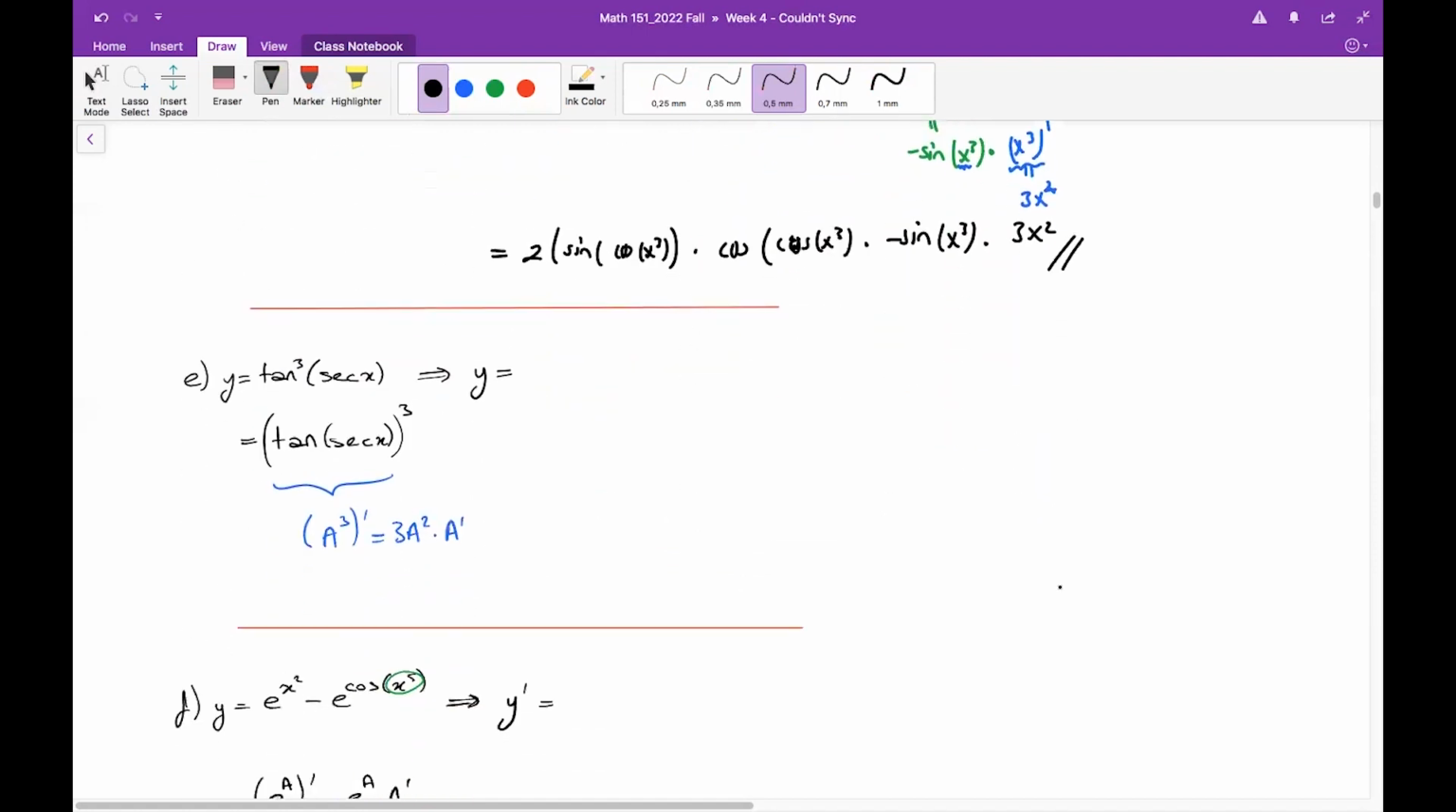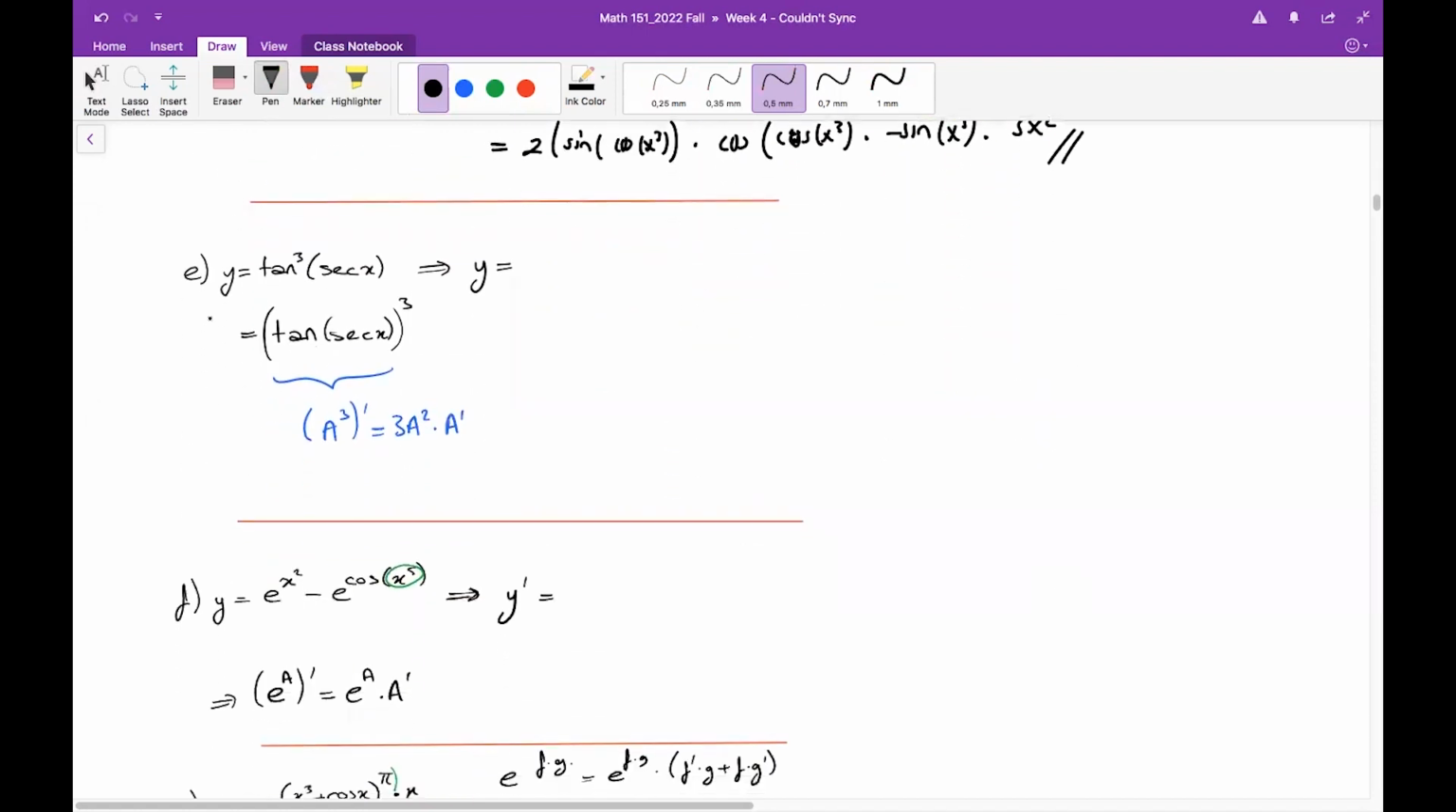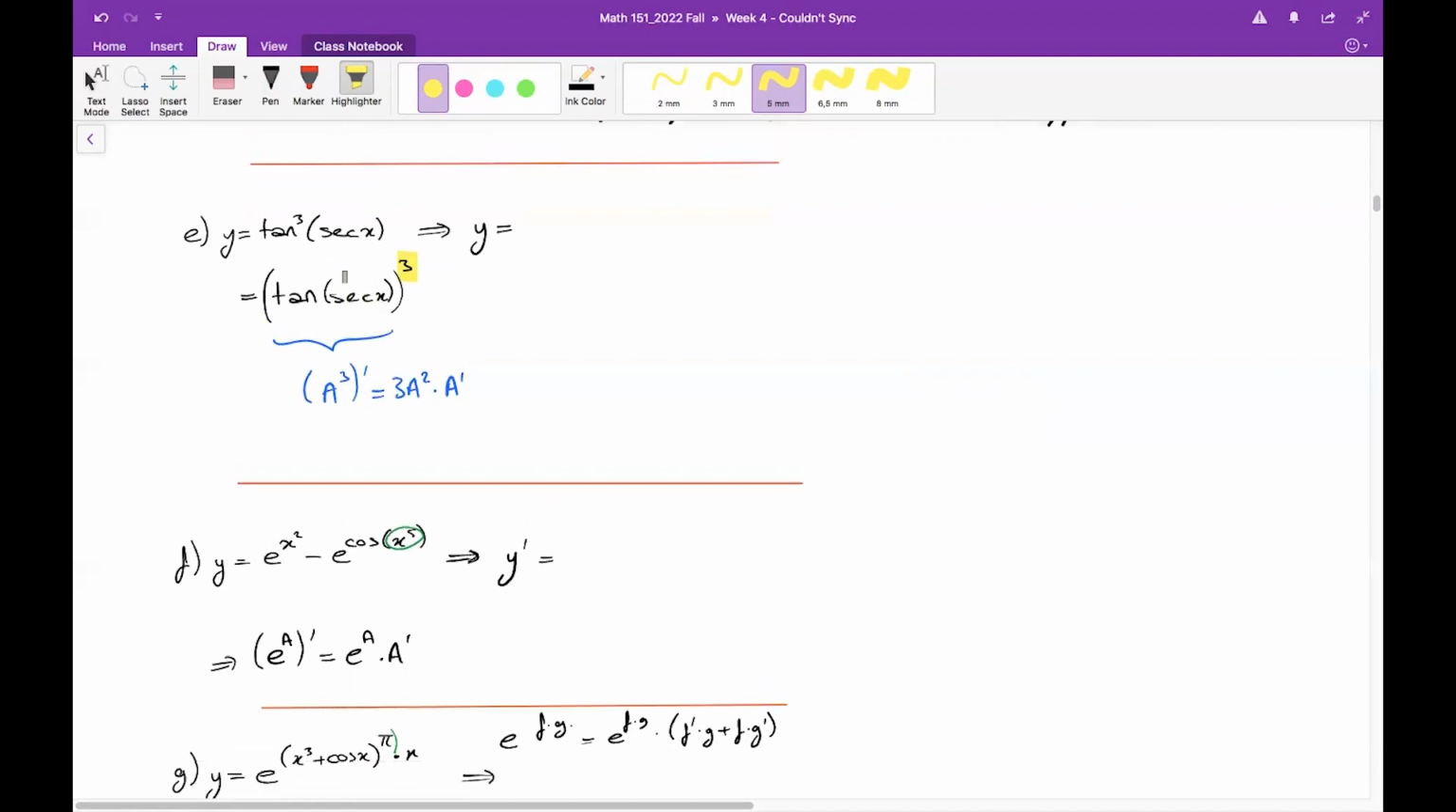So let's move on. Okay, next question. This time the function is given as tangent cubed of secant x. So the most outer function here is taking the cubed power. For example, think of this function like you are differentiating 8 to the power 3. What you do, of course, is take the power down, subtract 1 from the power, and then, according to chain rule, you need to multiply with the derivative of this insider function, whatever it is. Okay, this is what we call the chain rule.